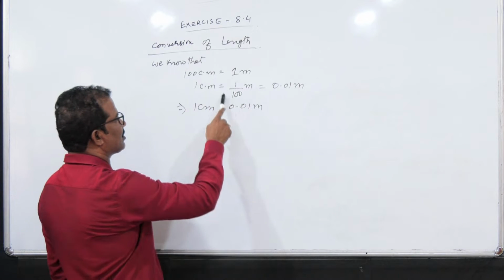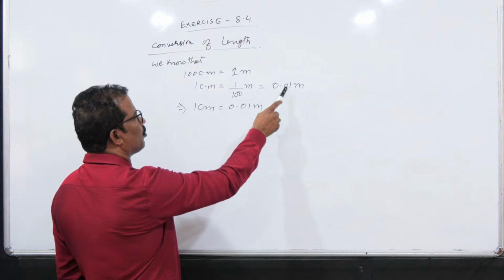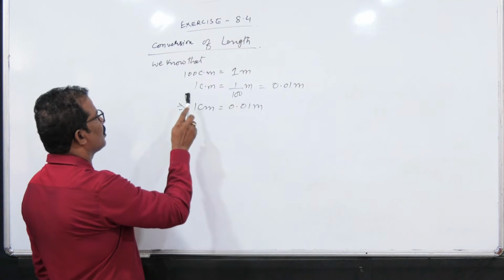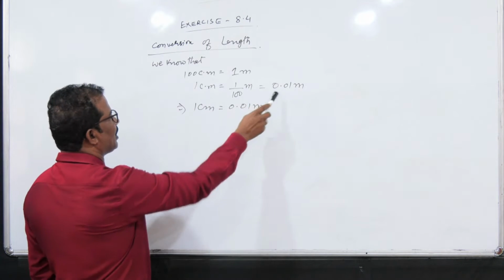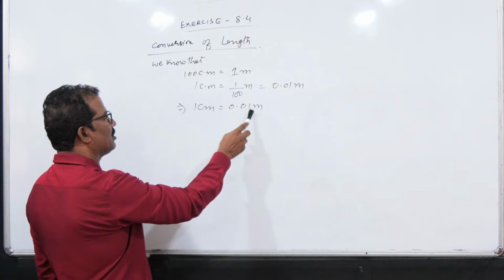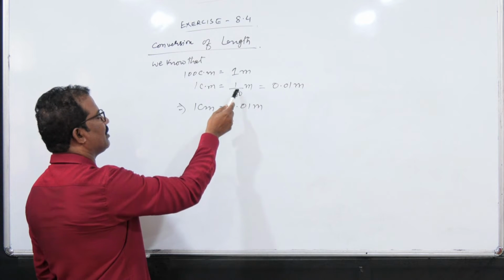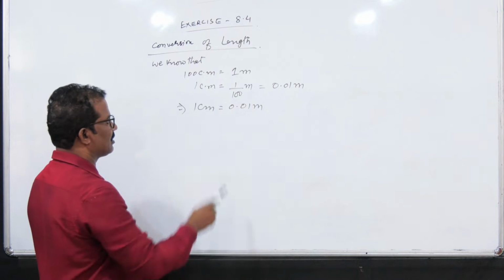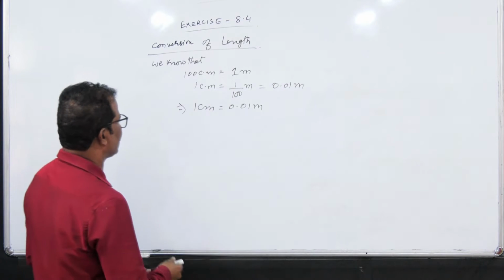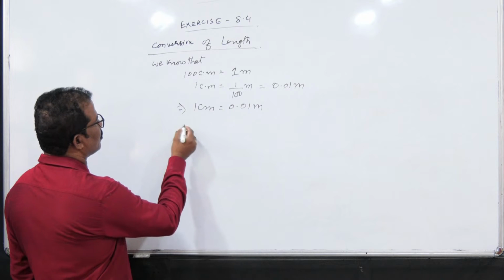Then the decimal conversion of 1 by 100 is, we know, 0.01 meter. That means to convert centimeter into meter, we have to multiply by 0.01, or simply we can divide by 100. Centimeter will convert into meter. Some examples you can see now.